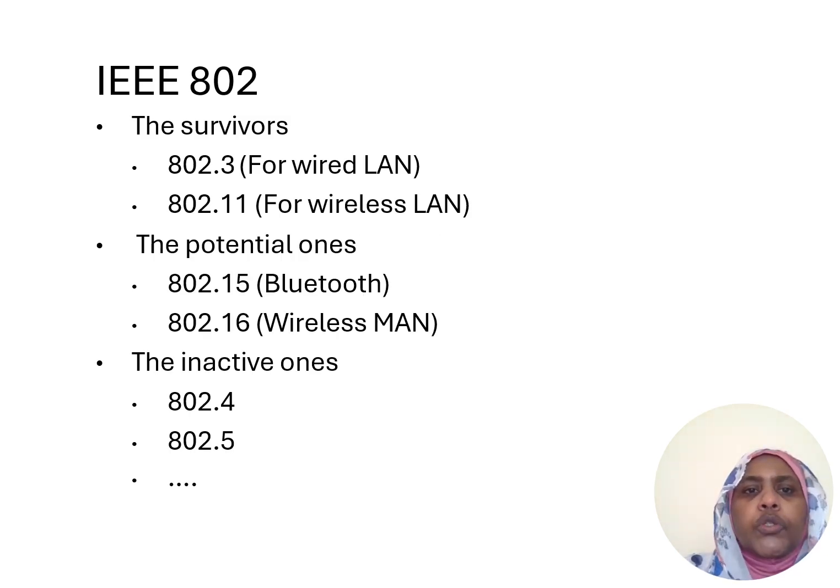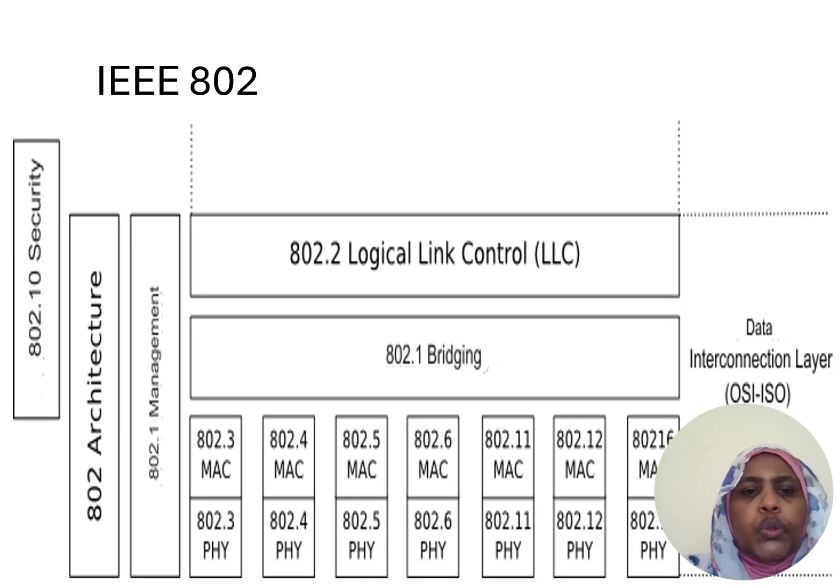IEEE 802 has multiple standards, from which 802.3 for wired LANs and 802.11 for wireless LANs are the survivors, and 802.15 Bluetooth and 802.16 wireless are potential, and the rest are now inactive. The IEEE 802 architecture consists of the physical layer, medium access layer, and logical link control sublayer.